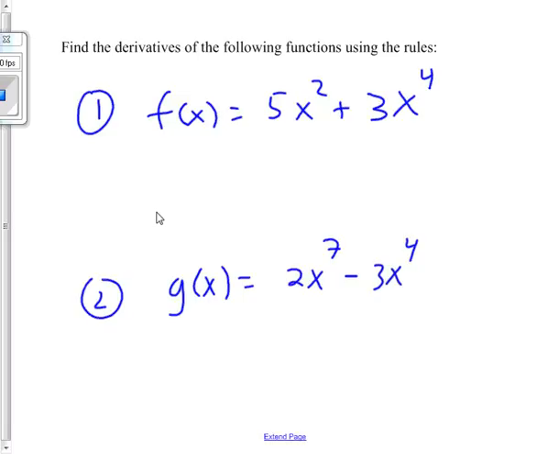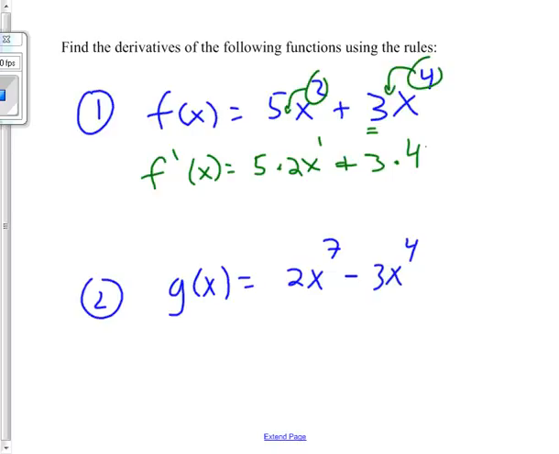All right, so hopefully you got some answers to these, and hopefully your answers are correct. So if we look at the first one, the derivative of f of x, well, the 5 stays there because it's a constant times 2 to the x. So the 2 again drops down in front, and the 2 turns into a 1, plus 3 because it's a constant times the 4 drops down. x to the 4 minus 1 is 3. So this becomes 10x plus 12x cubed.